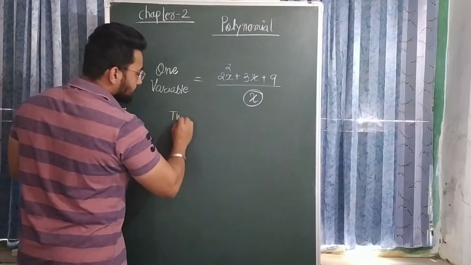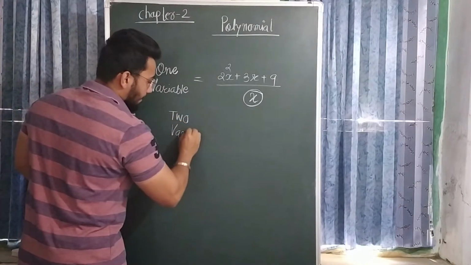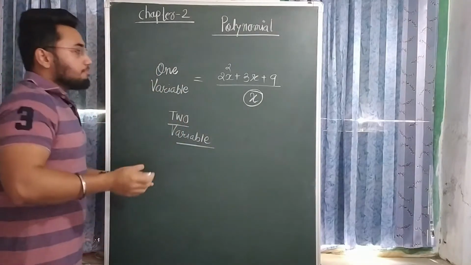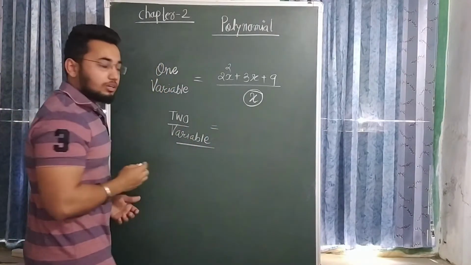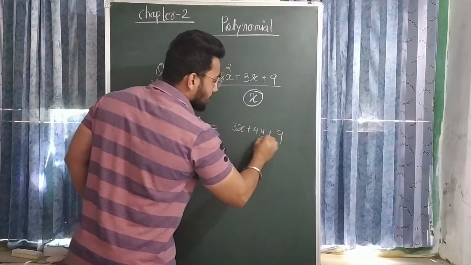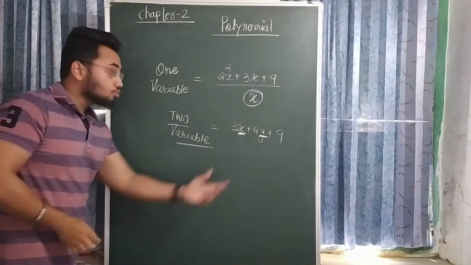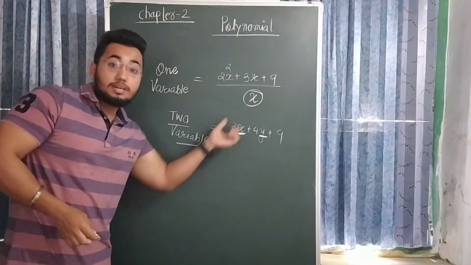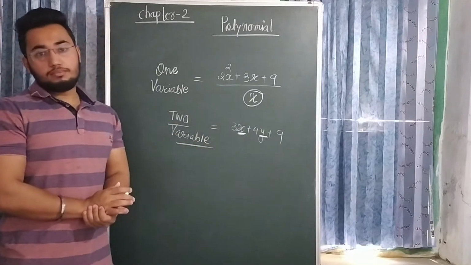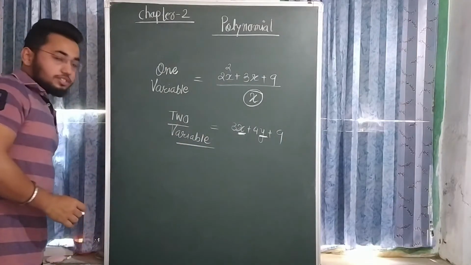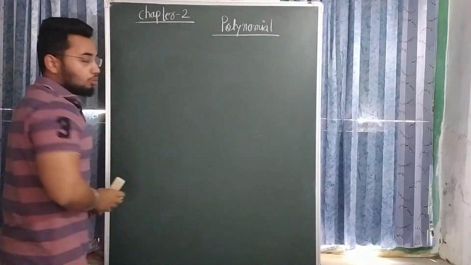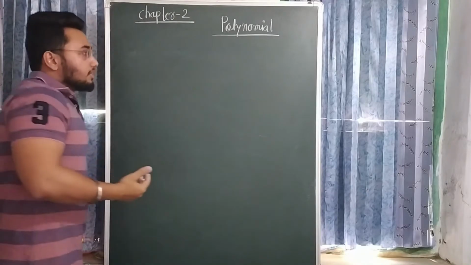Now two variables. What is the meaning of two variables? A simple equation contains two variables, not one. Equation: 3x plus 4y plus 9. Here you see there are two variables, x as well as y. That's why it is known as an equation of two variables. Simple. So now the introduction session is complete. We have done a good introduction of what a polynomial is and how many types there are.